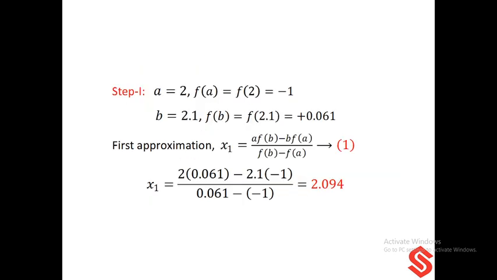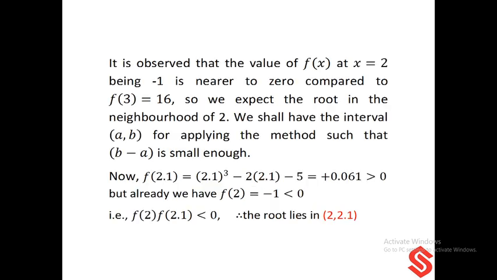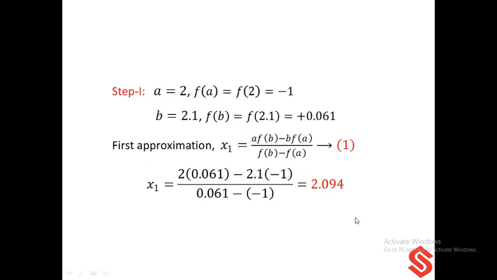So first step, we can say either first step or first iteration or first approximation. We substitute the values of a and b. Here since the root lies in the interval 2, 2.1, we take a is equal to 2 and b is equal to 2.1. And f of a is f of 2 is equal to minus 1. F of b, that is f of 2.1, is 0.061.